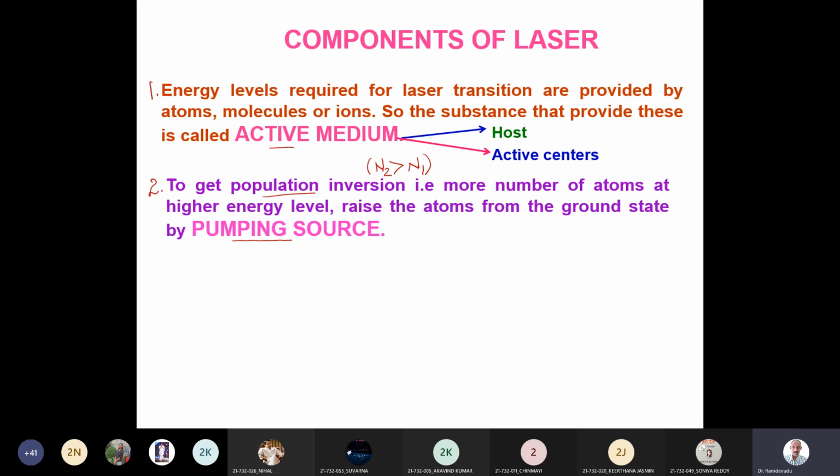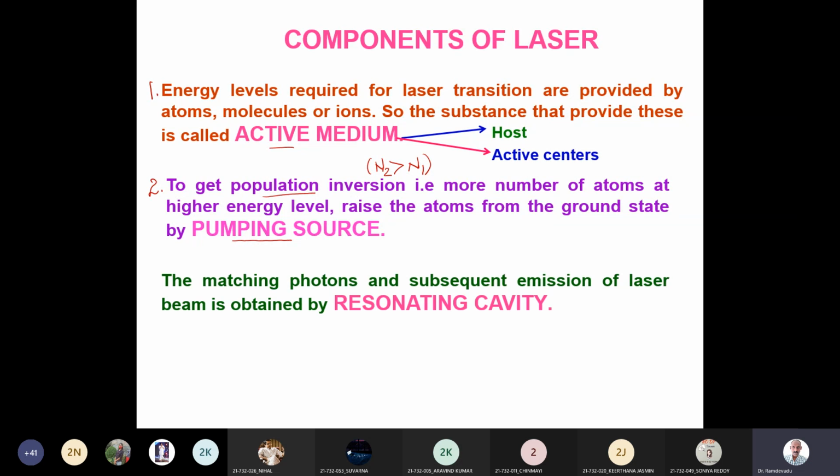Or you can apply a forward bias in a p-n junction diode. Therefore, the conduction band will have more electrons and the valence band will have more holes. That is also population inversion. Otherwise, apply some electric discharge, and thereby atoms will go from the ground state to a higher energy state. So pumping can have different types, as we have seen in the previous slide: maybe optical, electrical, chemical, mechanical ways. All these will help us to get population inversion. That is the second important component.